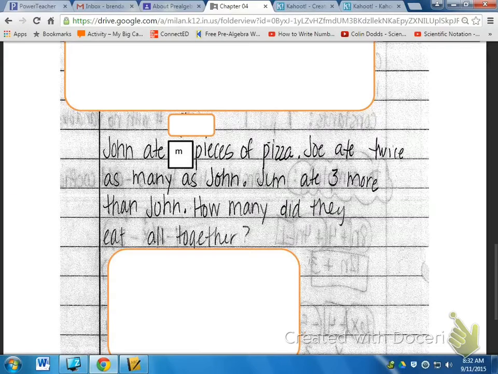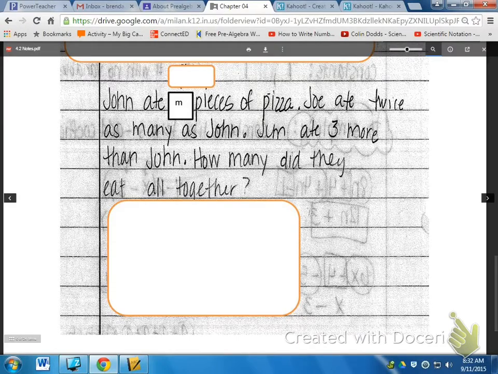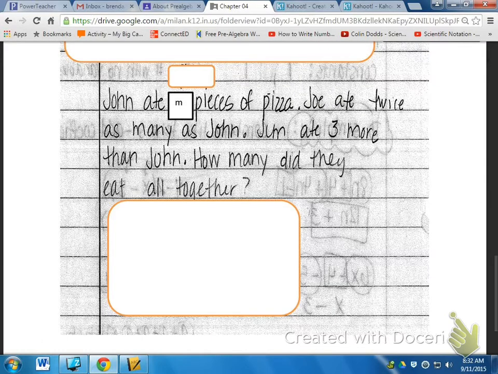Okay, we've got one more. This one talks about, I don't know if they're brothers, but they're all J's. John, Joe, and Jim. And they're eating pizza. So you do what I said before. I would write John, Joe, and Jim. And we'll see what they say about it. So John ate M pieces of pizza. So there you go, M. Joe ate twice as many as John. So how could I write an expression for Joe?